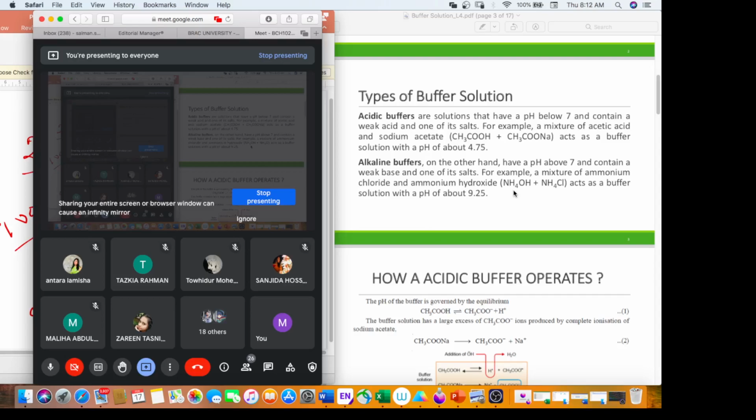Okay, now if you put this into a solution, then it will have a certain pH, right? So as it is an acidic buffer, its pH will be below 7. And as it is an alkaline buffer, its pH is above 7. Clear to all? Any confusion?